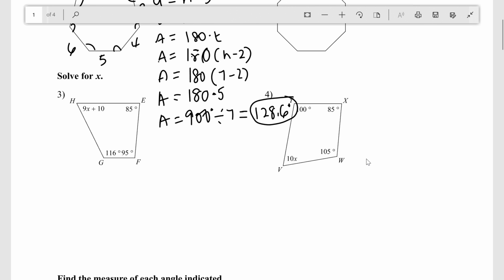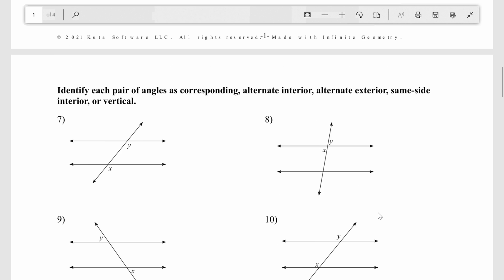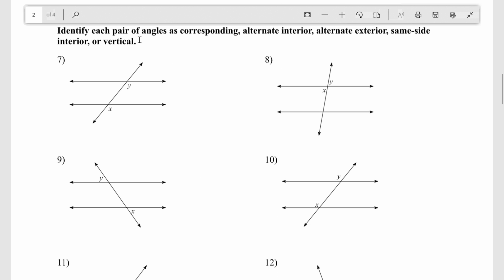Now here is where I was talking about going back and looking at either the level 2 or level 1 worksheet videos, because this section here, solving for x on a quadrilateral and solving for the missing angle on a quadrilateral, is going to be similar to what you see in the level 2 worksheet video. So I suggest going there and checking those out if you need help with them. Similarly here, identifying the pairs of angles as corresponding, alternating interior, alternating exterior, same side interior, or vertical is also on both your level 1 and level 2 worksheet videos.